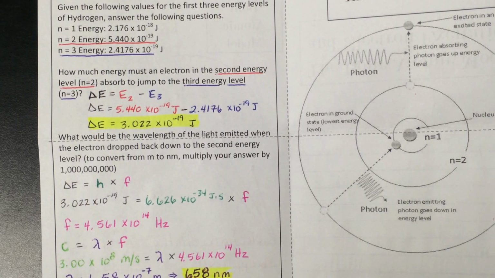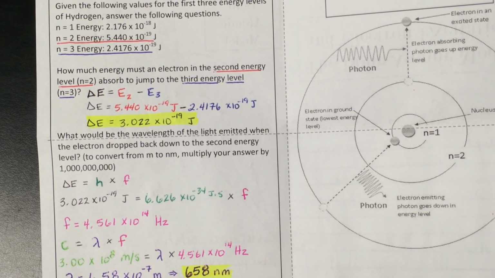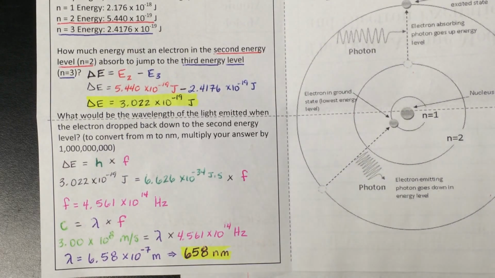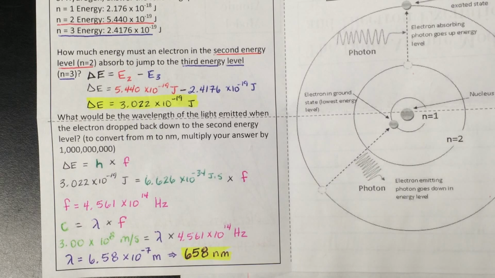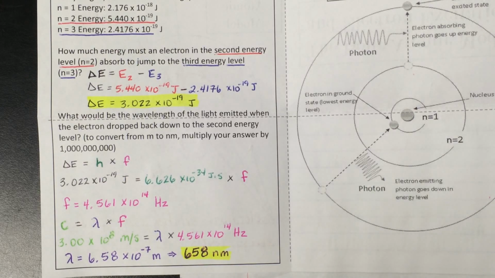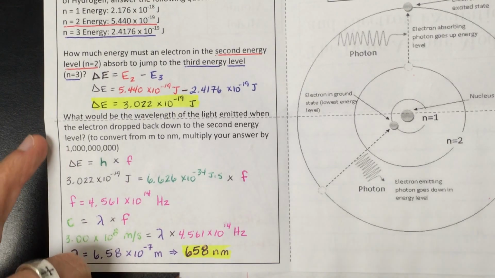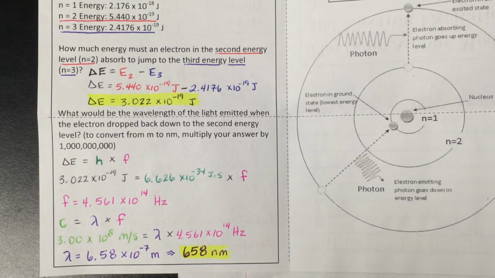The second question talks specifically about the emission of light when it returns to the ground state. So what would be the wavelength of the light emitted when the electron dropped back down to the second energy level? And there's a reminder that in order to convert from meters to nanometers, you can multiply your answer by this very large number, 1 times 10 to the 9th.